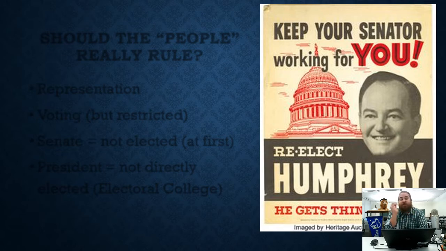The Senate was not elected for a really long time. They actually had to amend the Constitution to have people vote for senators. And the president is still not directly elected. They're elected through a process called the Electoral College. And so we're talking about America as a democracy.